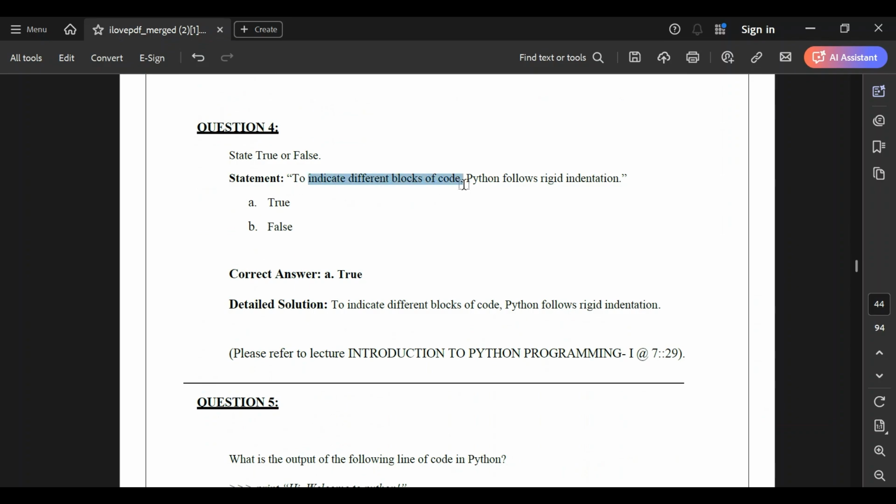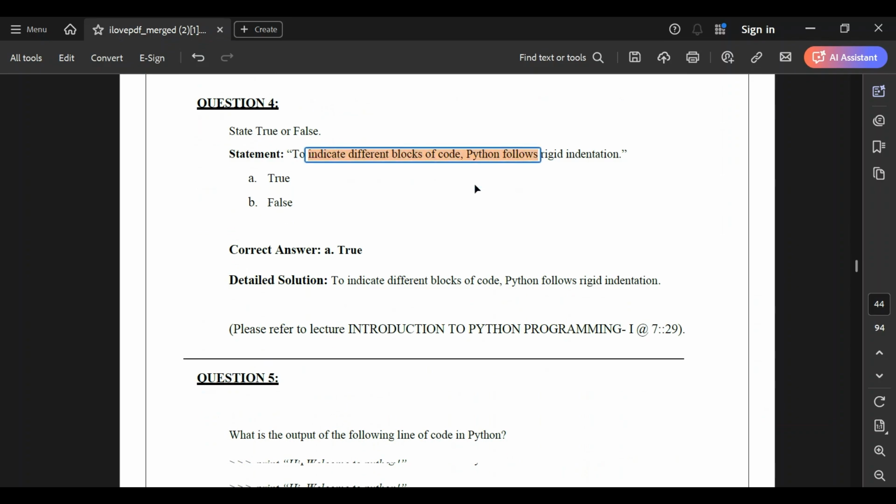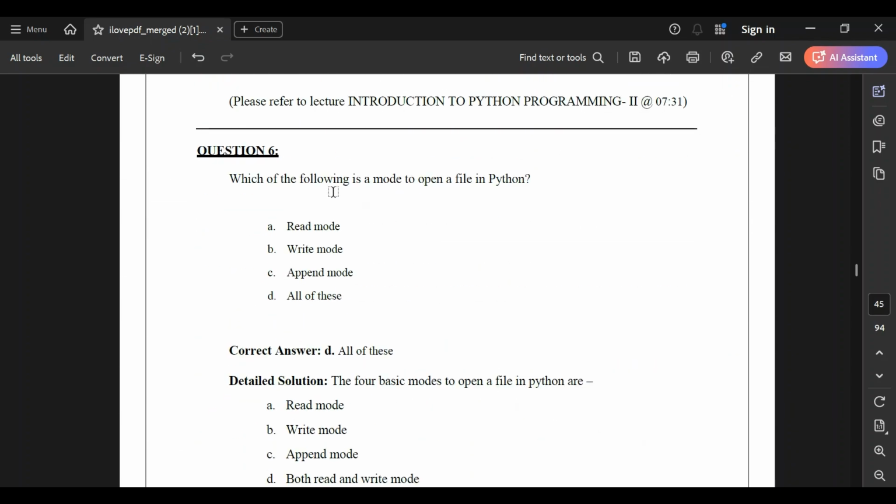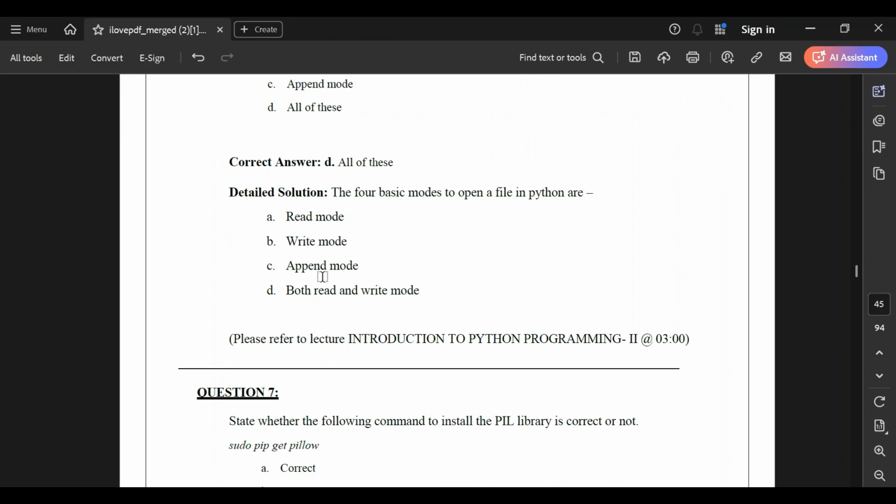To indicate different blocks of code, Python follows rigid indentation. This is true. And print hi welcome to Python, so what will it write? It will write hi welcome to Python. Which of the following is a mode to open a file? All of these are there: read, write, append, all these are there.